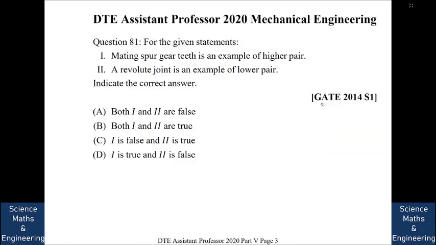So let's get started. Question 81. For the given statements, 1. Mating spur gear teeth is an example of higher pair, and 2. A revolute joint is an example of lower pair. Indicate the correct answer. A. Both 1 and 2 are false. B. Both 1 and 2 are true. C. 1 is false and 2 is true. And D. 1 is true and 2 is false.